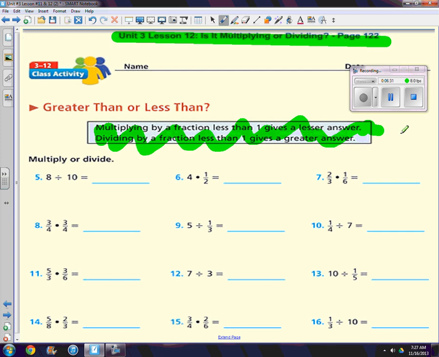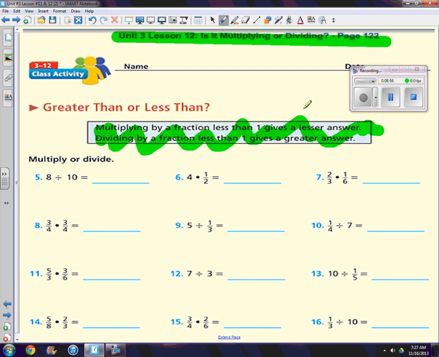So when you multiply by a fraction less than 1, it gives you a lesser answer, because you're multiplying by less than a whole. So your final product would be less. But when you're dividing by a fraction that is less than 1, it gives you a greater number because it takes more to go into that number. So let's go ahead and work a few of these problems.